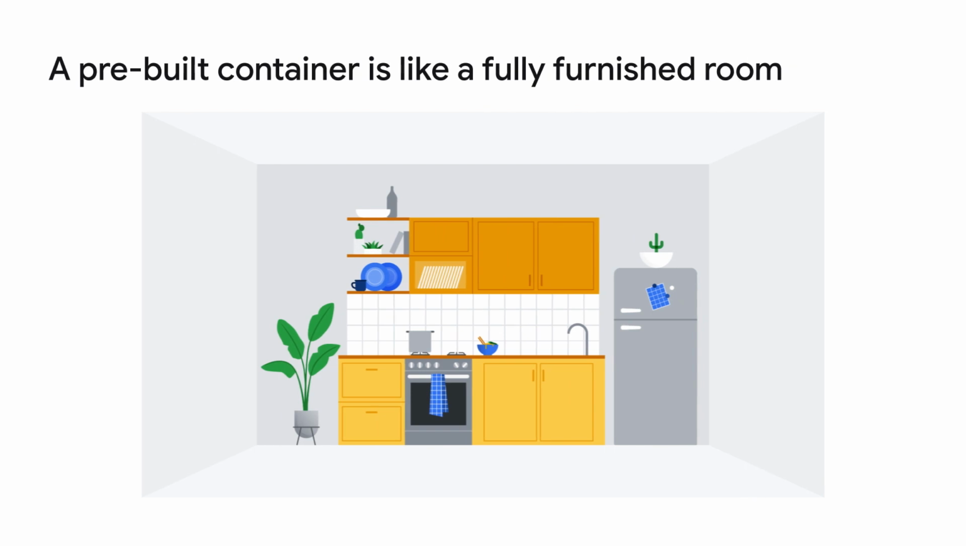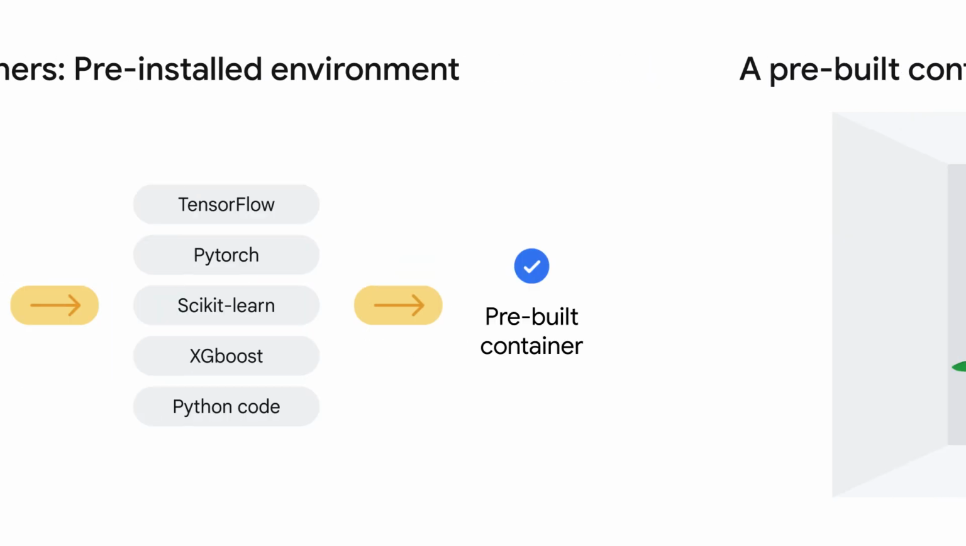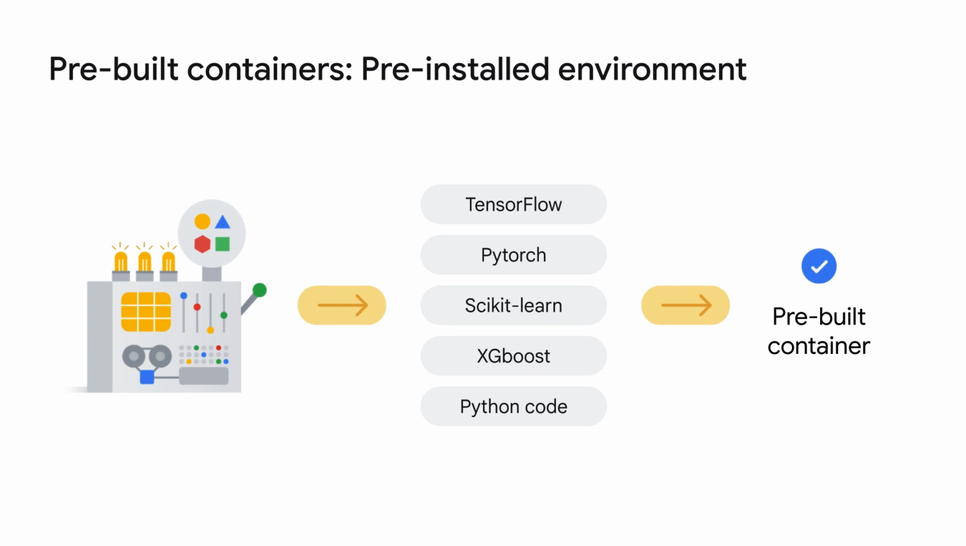Imagine that a container is a kitchen. A pre-built container would represent a fully furnished room with cabinets and appliances, which represent the dependencies, that includes all the cookware, which represents the libraries, you need to make a meal. So if your ML training needs a platform like TensorFlow, PyTorch, scikit-learn, or XGBoost, and Python code to work with the platform, a pre-built container is probably your best solution.